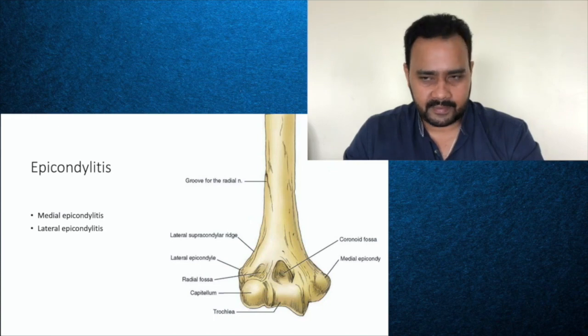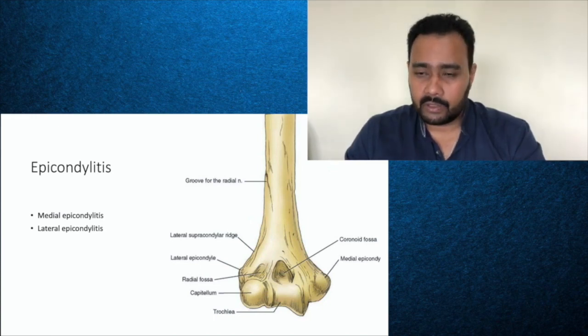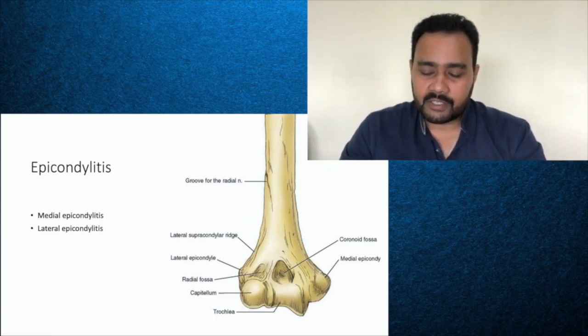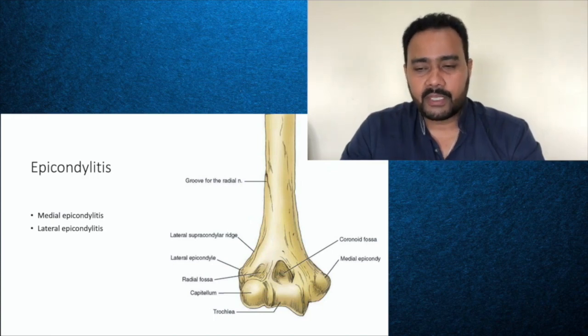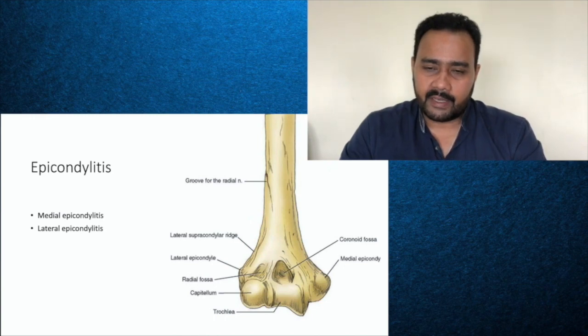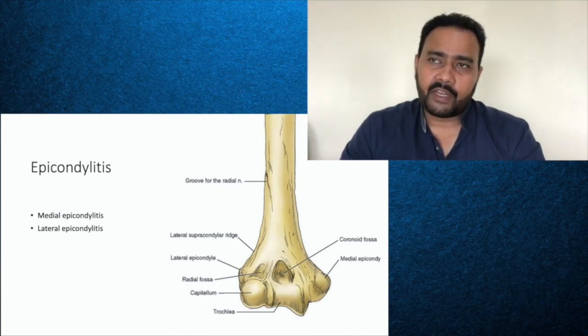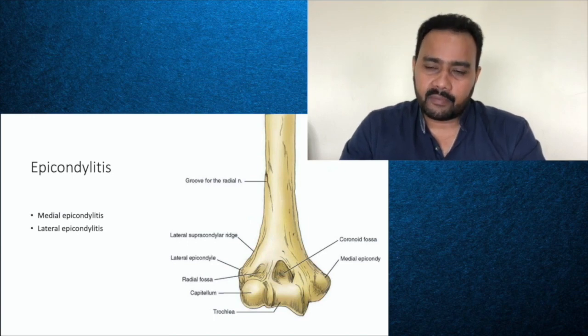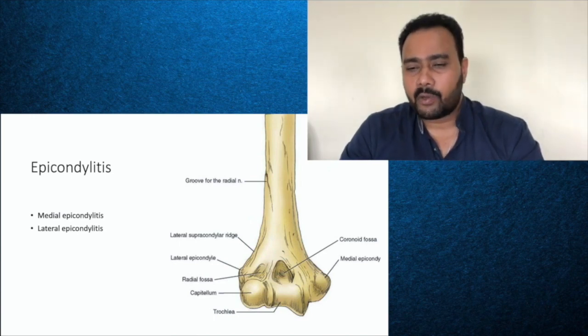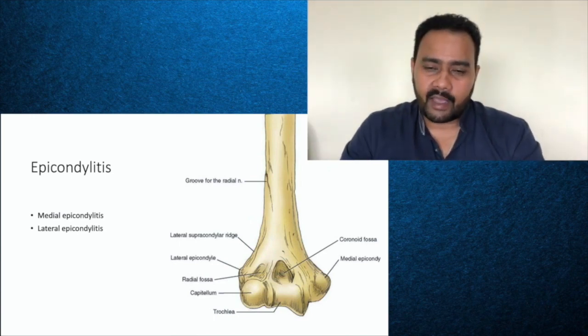Flexor muscles of forearm. Yeah, good. So the flexor muscles of the forearm arise from the medial epicondyle. That is a common flexor origin, as well as the extensor muscles coming from the lateral epicondyle. So whenever they have repeated functions of the hand, sometimes they can have some inflammation around the medial epicondyle, or sometimes they can have an inflammation around the lateral epicondyle.